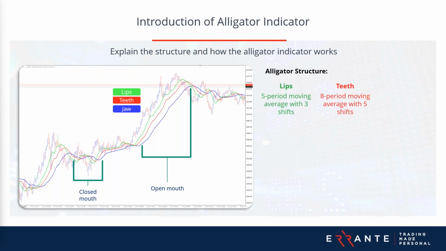Then we have the Teeth. This is an 8-period moving average shifted forward by 5 bars. It reflects medium-term price movements, smoothing out some of the short-term noise. And then we have the Jaw, represented here with the blue line. This is a 13-period moving average shifted forward by 8 bars.